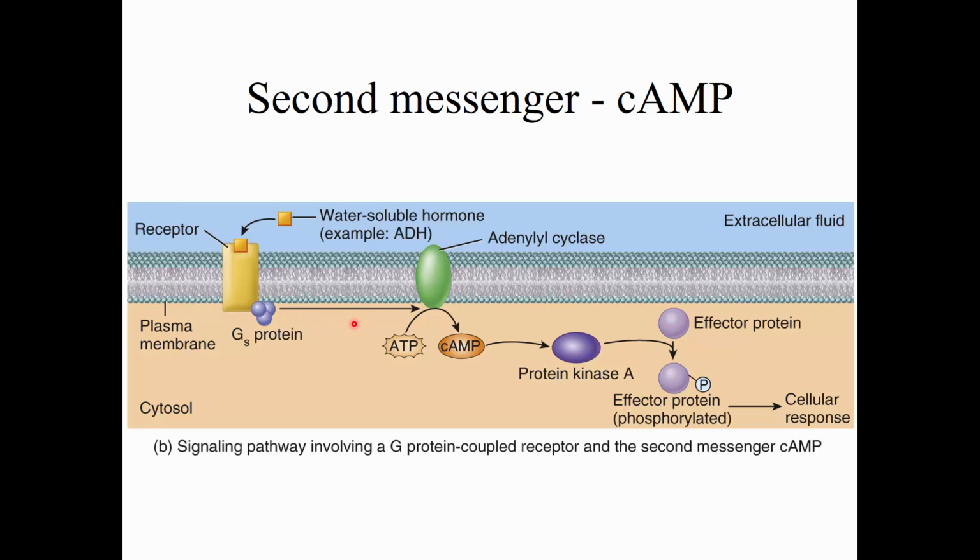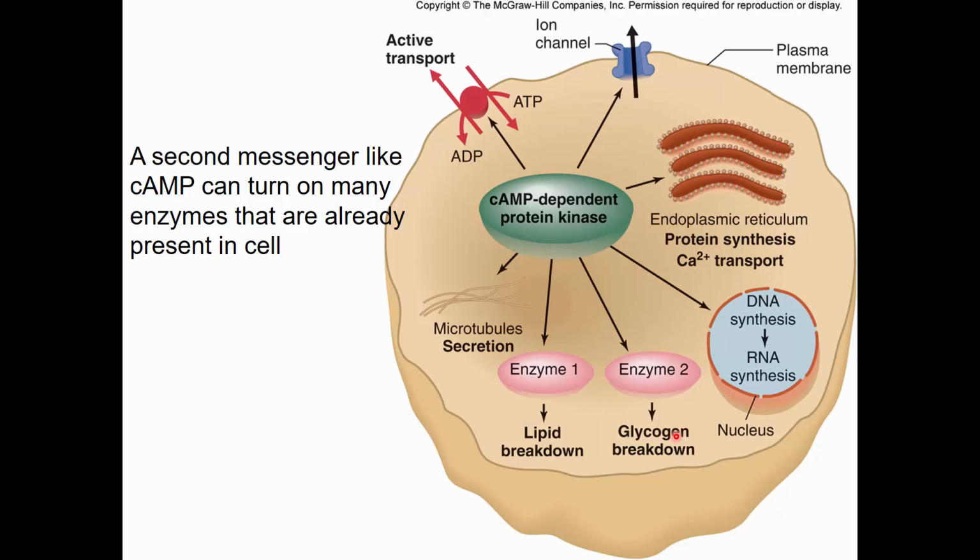unbinds, and then the G protein comes apart and activates a membrane enzyme called adenylyl cyclase, which converts ATP to cyclic AMP. Cyclic AMP then activates protein kinase A. Protein kinase A then phosphorylates proteins and either turns them on or turns them off. So many hormone systems work through a cyclic AMP system.